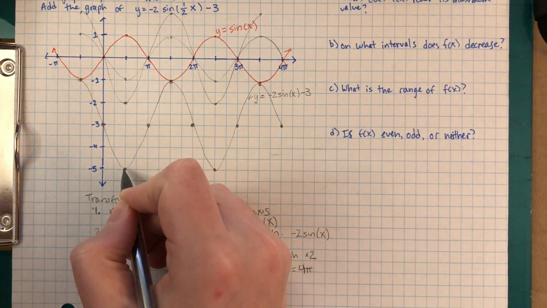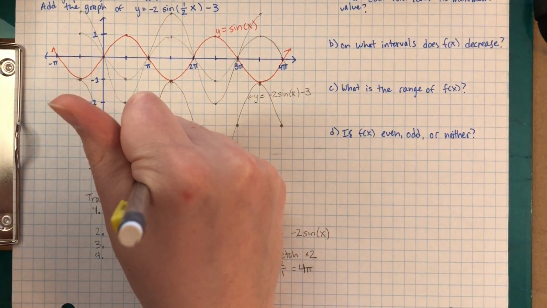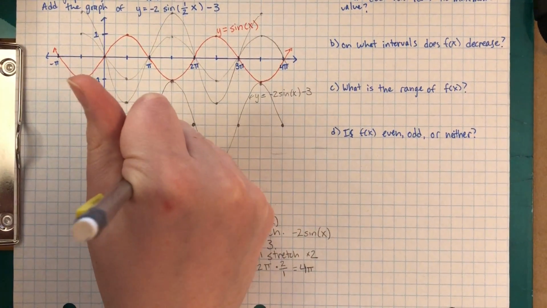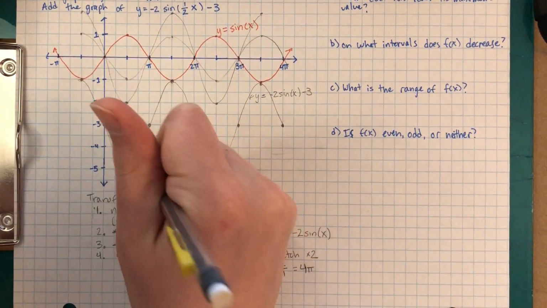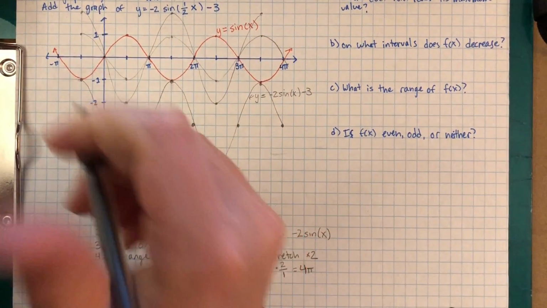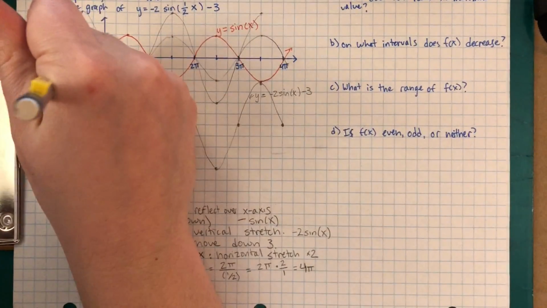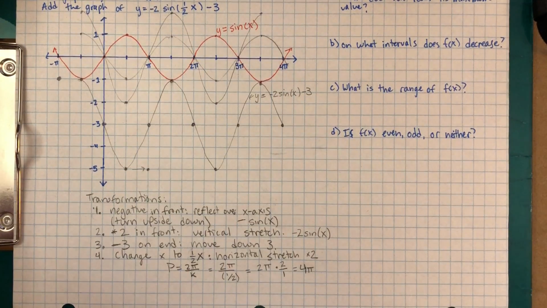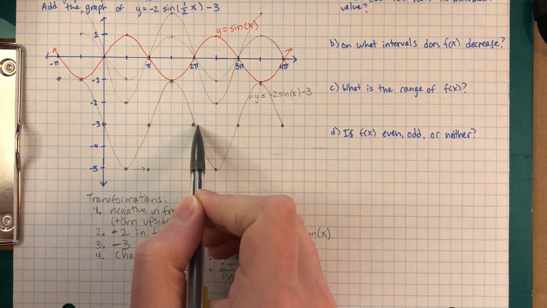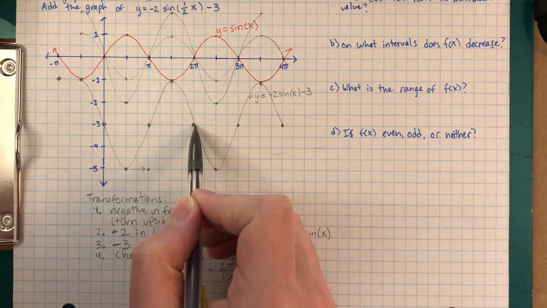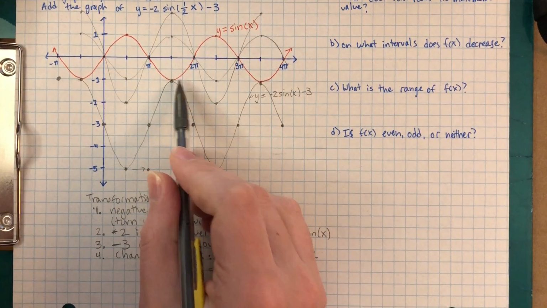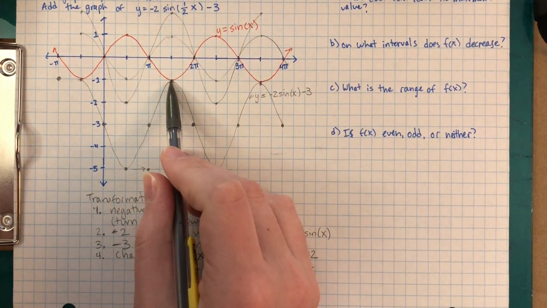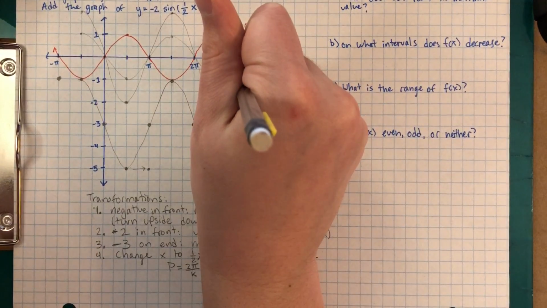So, for example, this point is going to move to here. And this point is going to move to here. This point is going to move all the way over to here. And this point is going to move, it's at 3 pi over 2, so it's going to move all the way over to 3 pi.